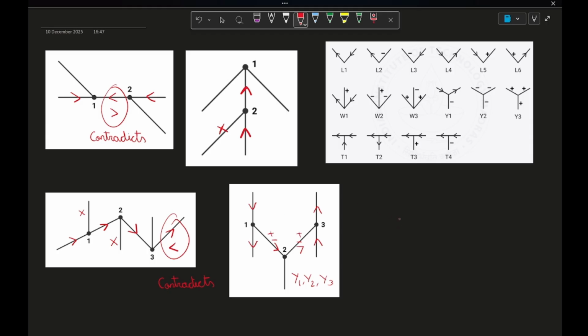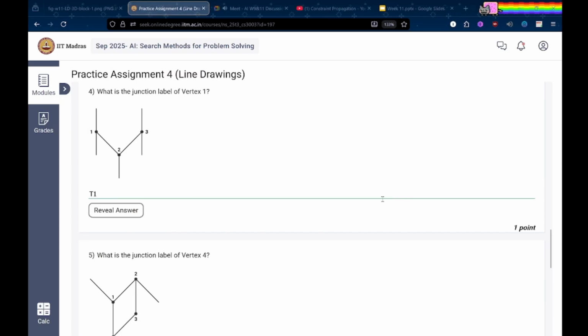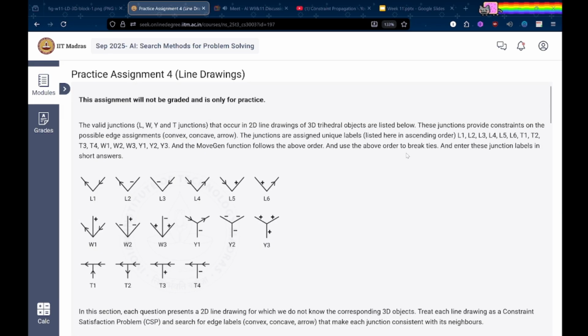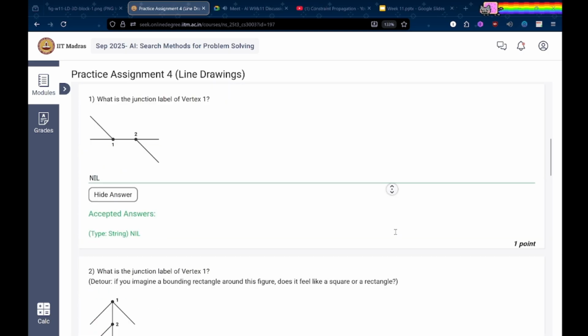Aren't we supposed to solve the entire thing and then decide? Because they check the question, they generally say to solve that and then do it. T1, T2, check. T3, T4, that's fine. All T's are possible. Yeah, okay. All T's are possible.